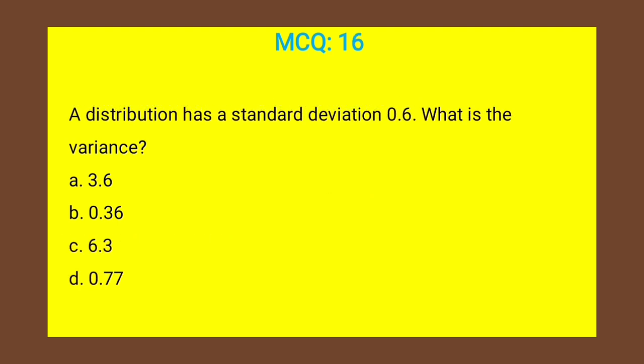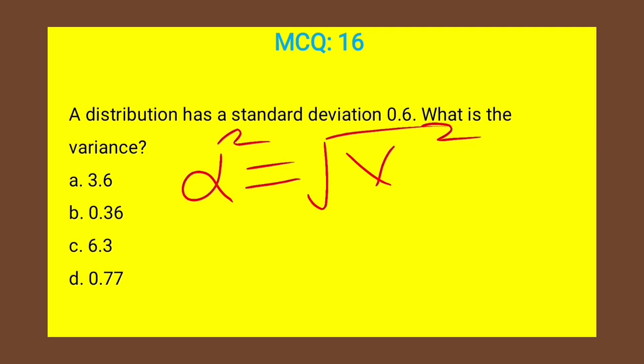Question 16. A distribution has a standard deviation of 0.6. What is the variance? We are saying that standard deviation is always the square root of the variance. And to find the variance, just make the variance the subject. So here I'll just square both sides. So I can say that the standard deviation in this case is going to be the square root of V. So I'll just square the standard deviation, I'll get my variance.